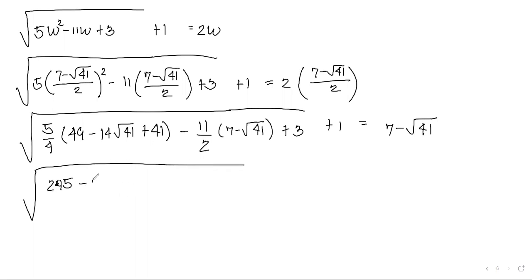70 nga. 5 times 14, 70. Tapos, square root of 41 plus 41 times 5, that's 205. Minus 11 times 7, 77. Minus kasi didistribute natin yun. Tapos 11 square root of 41. Positive na kasi negative times negative.